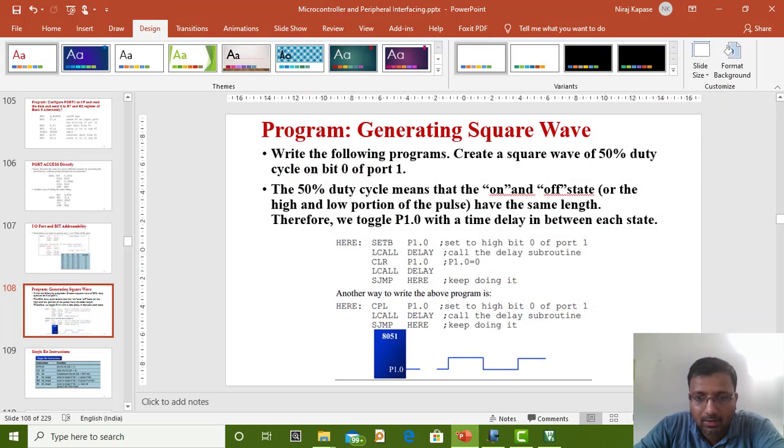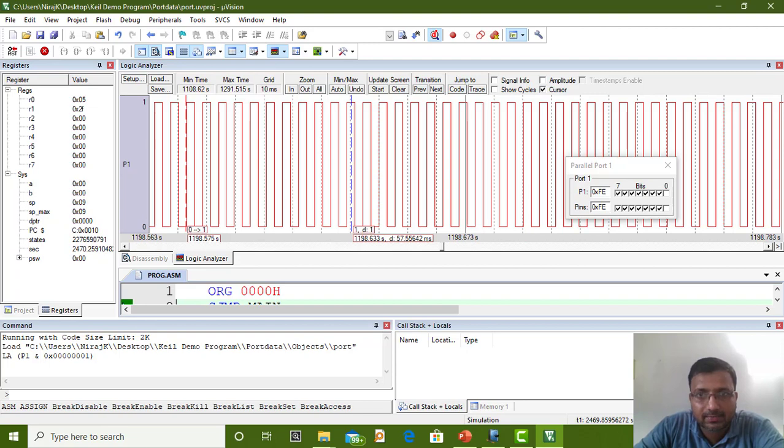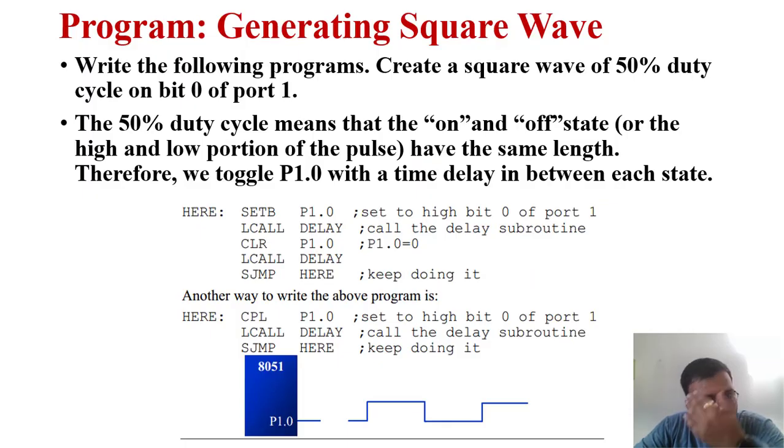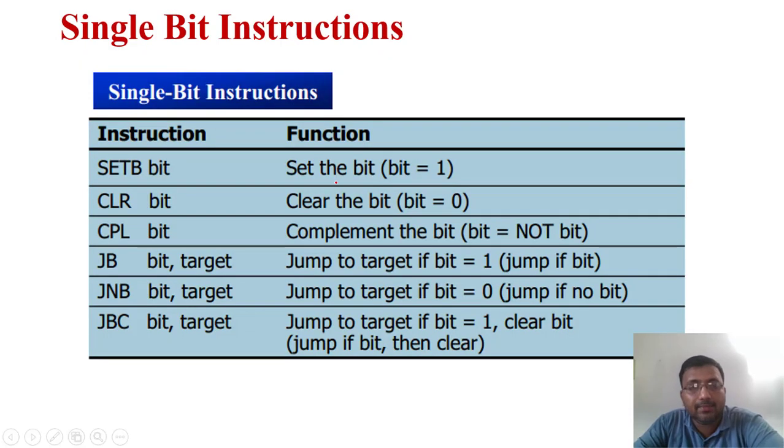Okay, so I will stop simulating this and come back to the program. There are some single bit instructions available with this particular microcontroller, that is 8051. So we have SETB, which sets the bit. Then clear the bit: there is no B in this, so CLR is the only instruction. CPL stands for complement the bit.